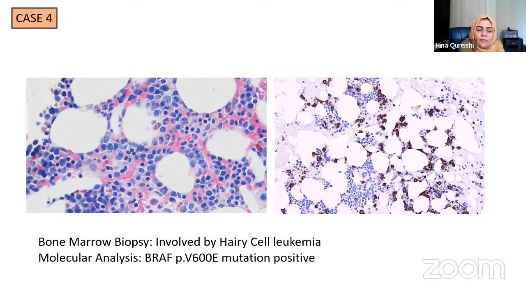Now, hairy cell leukemia is characterized by a very specific mutation, which is present in more than 95% of patients, and it's called the BRAF mutation. And this particular mutation is, again, diagnostic for hairy cell leukemia, and again, helps in differentiating it from other types of B-cell lymphomas.